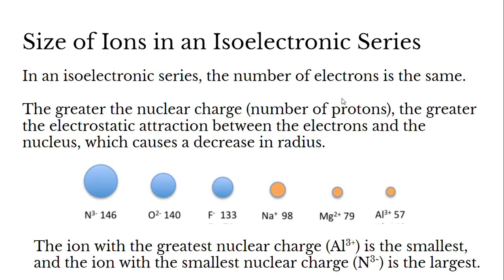So if we take a look at this isoelectronic series, this is an isoelectronic series because all of these ions have the same number of electrons. And if you look at Al3+, you'll notice it's the smallest because it has the greatest nuclear charge. Aluminum has the greatest number of protons, so it has the greatest nuclear charge. And then the ion with the smallest nuclear charge, N3-, is the largest.